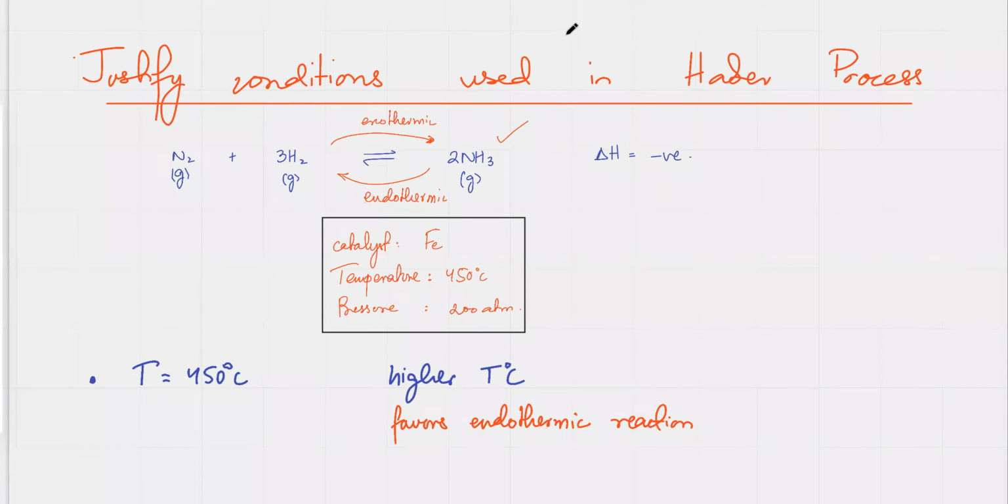So it favors the endothermic reaction. And in this case, remember the Le Chatelier's principle that we studied when we were doing equilibrium. I told you that higher temperatures always favor the endothermic reaction, which is the backward reaction in this case. Is this clear?